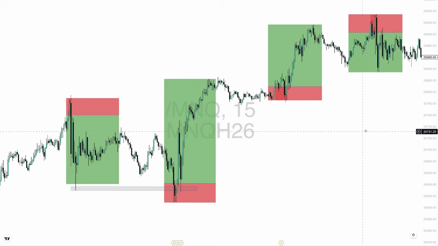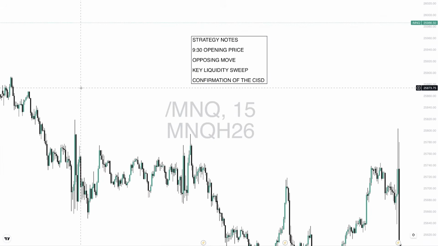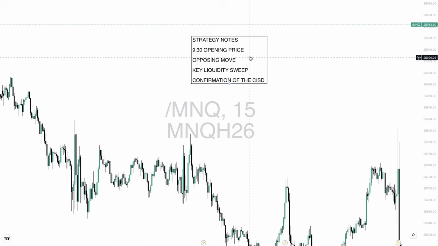Alright, so the key components you're actually going to need to make this strategy work are as follows. You're going to need the 9:30 opening price at New York. You're going to need an opposing move, a key liquidity sweep, and a confirmation in the change in the state of delivery. And don't worry if that sounds a little bit confusing right now, because as we progress further into the video, I'm going to be breaking everything down so it makes perfect sense by the end of this video.